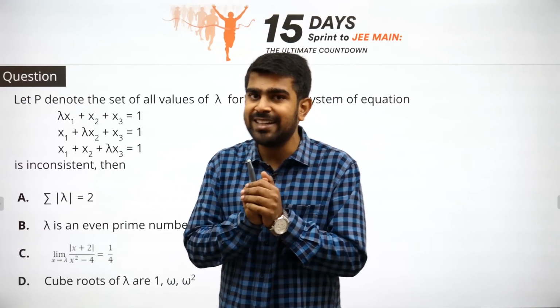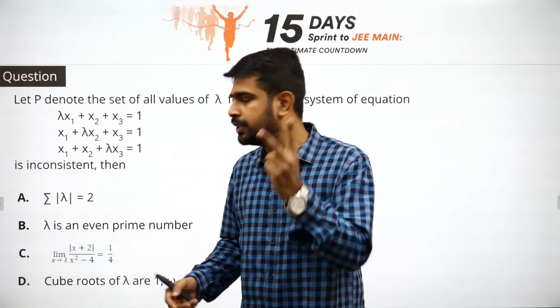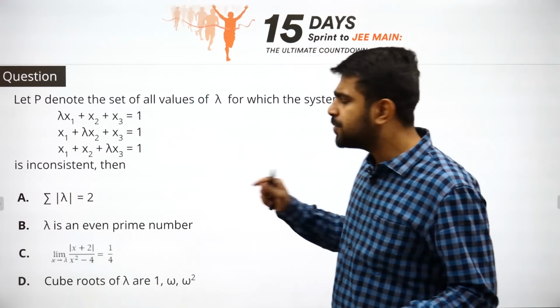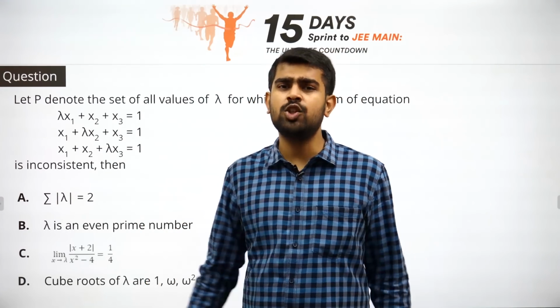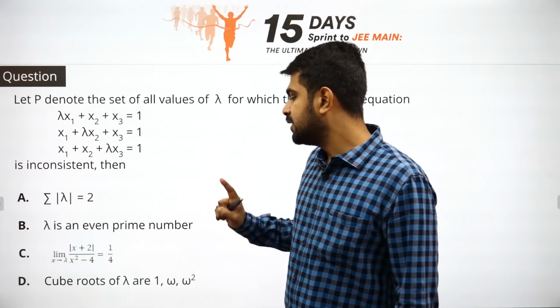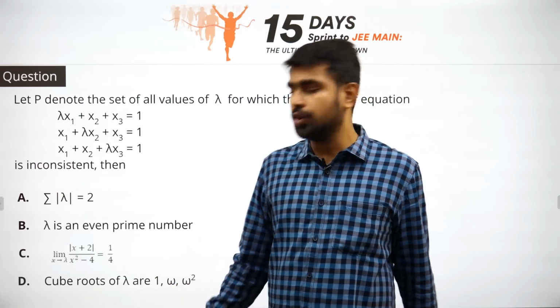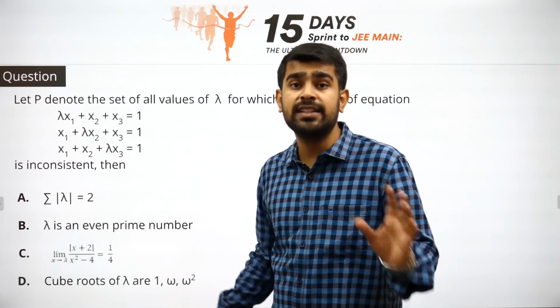So what is that going to be? That is going to be modulus of minus 2, which is 2. So option A is correct. Is option B correct? Obviously option B is not correct because lambda is minus 2. So we can't say that. And cube roots of lambda are 1, omega and omega square.